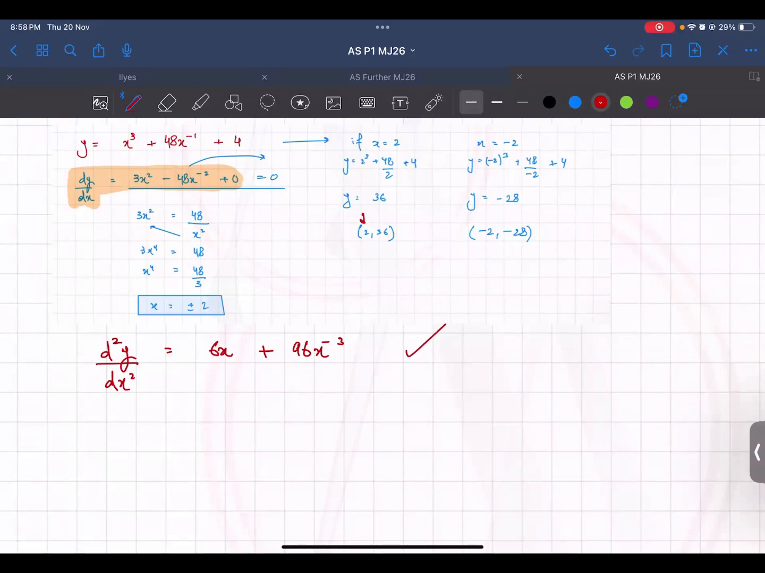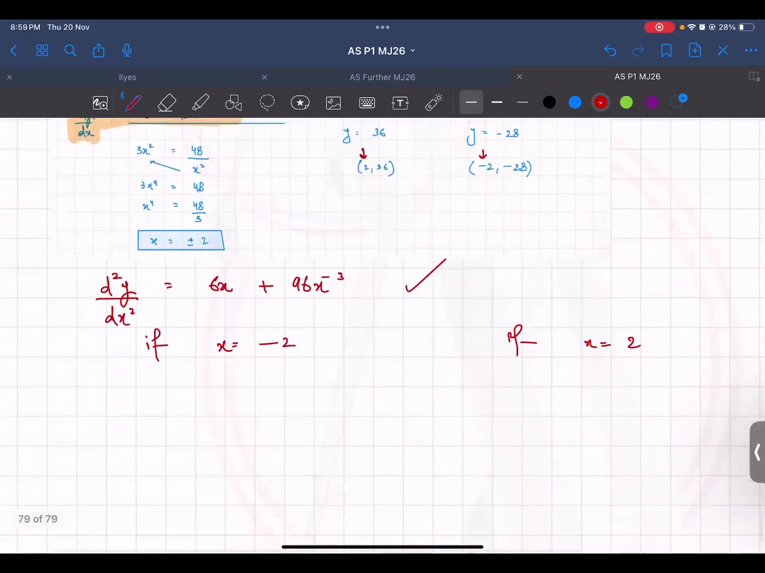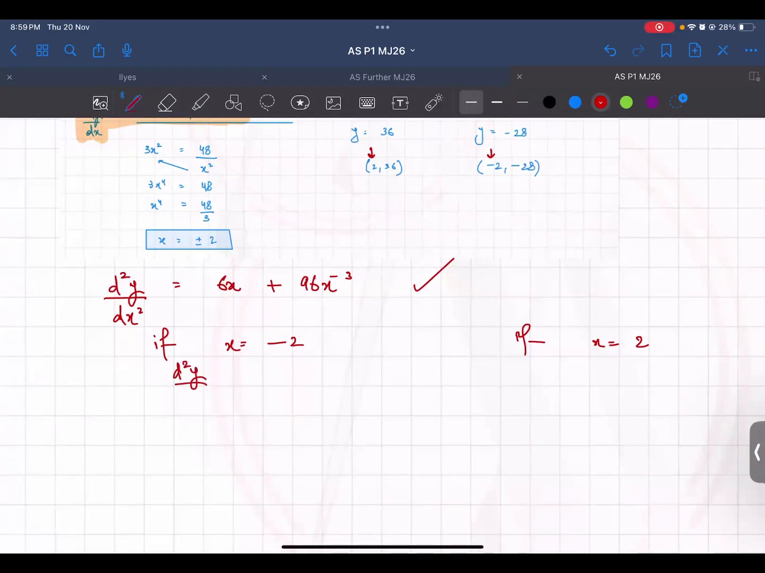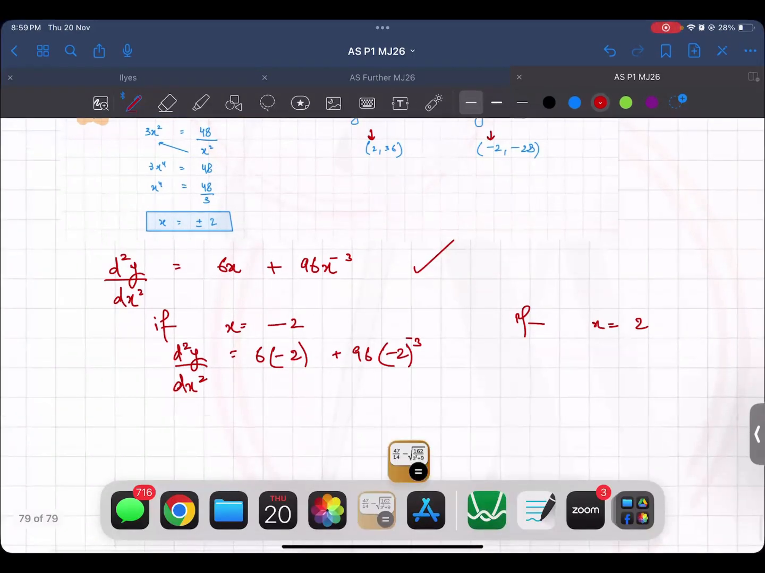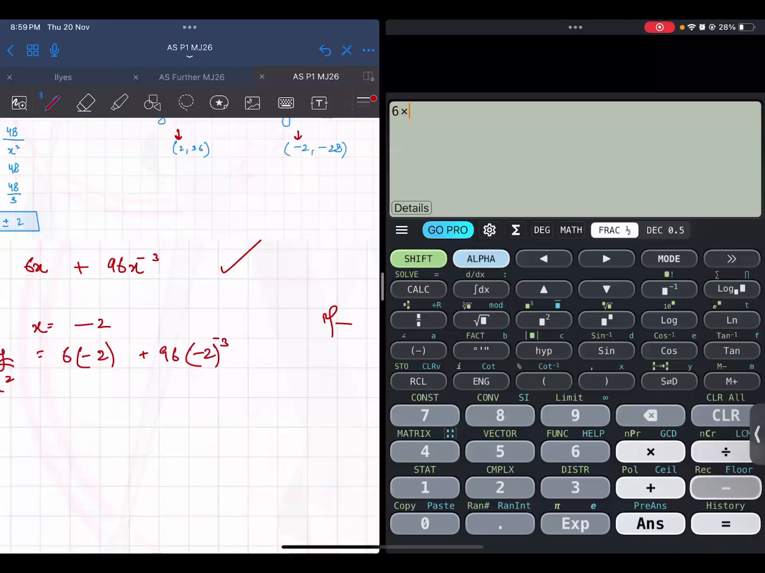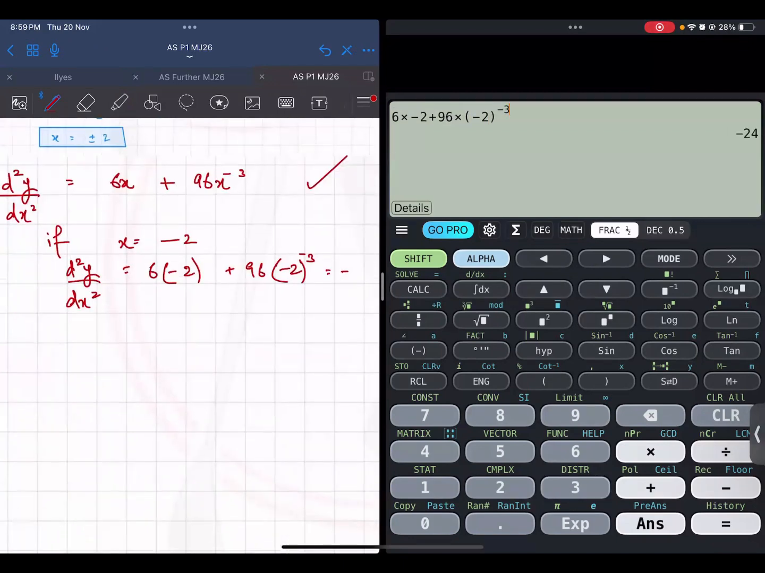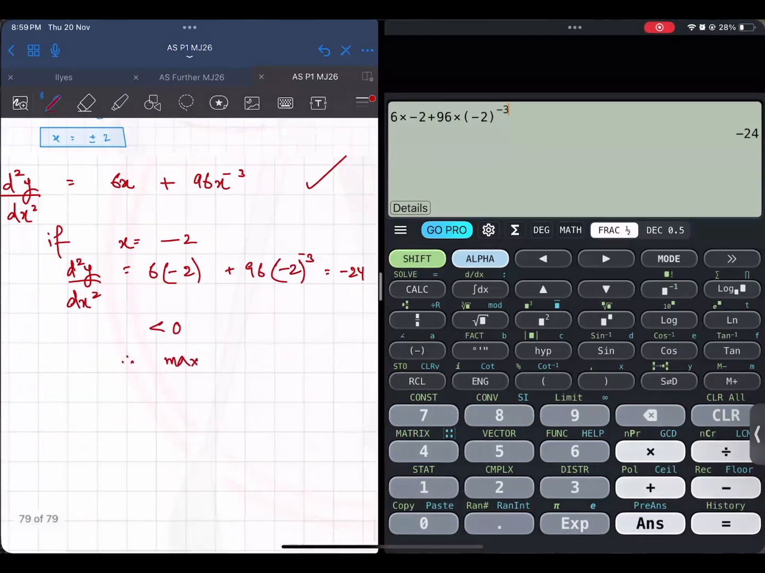And now input the x coordinates of the turning point. So if x is minus 2 and if x is plus 2. So find the value of the double derivative. If it is minus 2, 6 times minus 2 plus 96 times minus 2 cubed, negative cube. I think this would be a negative value. 6 times minus 2 plus 96 times minus 2 to the power minus 3. Negative 24. Which you can see is less than 0. This means that this point is a maximum.